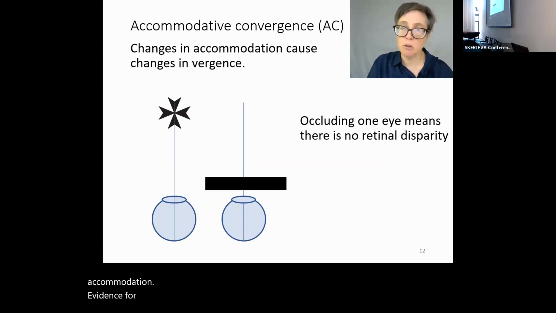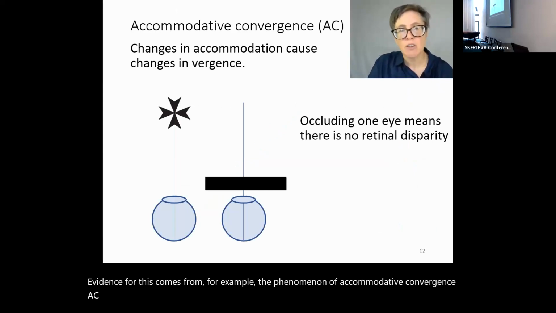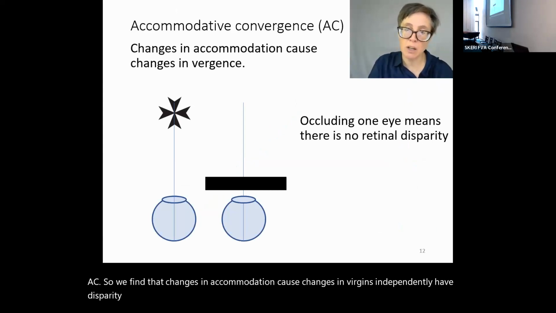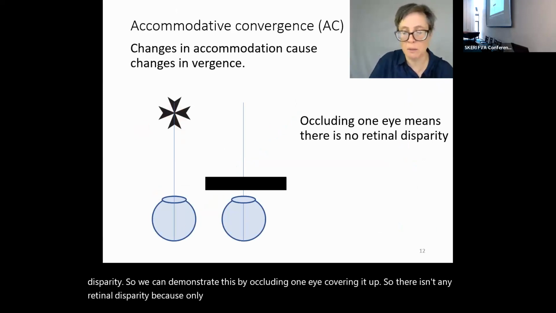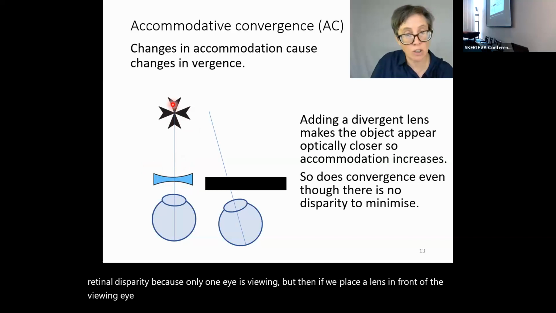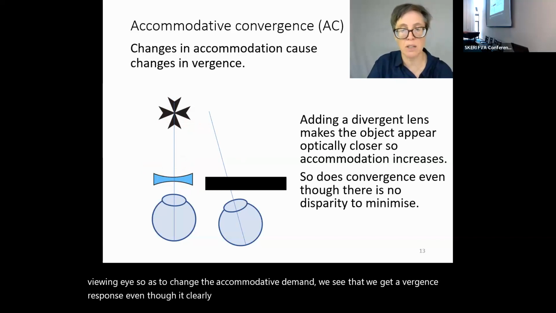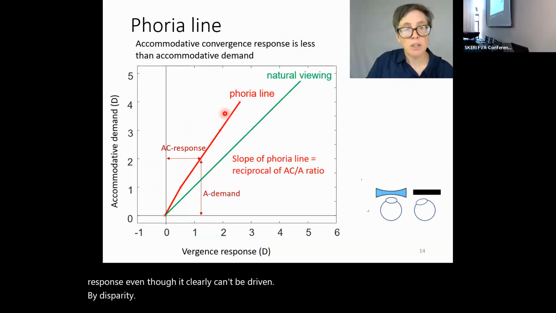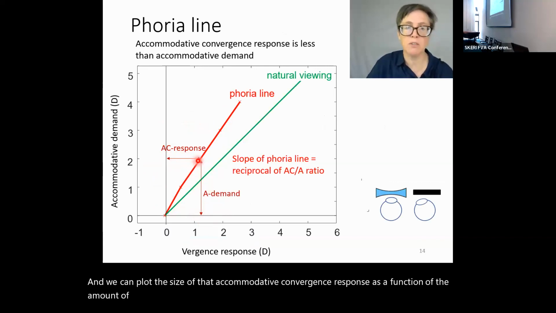Evidence for this comes from, for example, the phenomenon of accommodative convergence, or AC. So we find that changes in accommodation cause changes in vergence independently of disparity. We can demonstrate this by occluding one eye, covering it up, so there isn't any retinal disparity because only one eye is viewing. But then if we place a lens in front of the viewing eye so as to change the accommodative demand, we see that we get a vergence response, even though it clearly can't be driven by disparity. And we can plot the size of that accommodative convergence response as a function of the amount of accommodative demand that we placed upon the visual system.